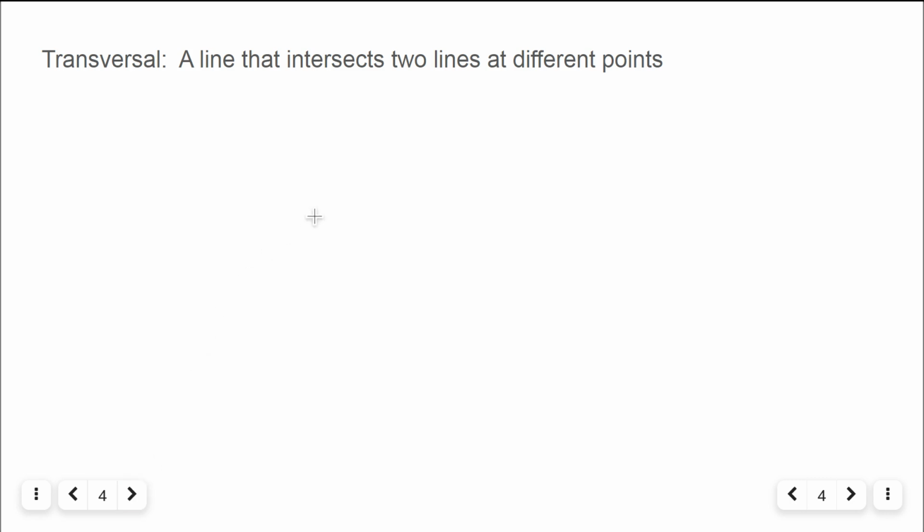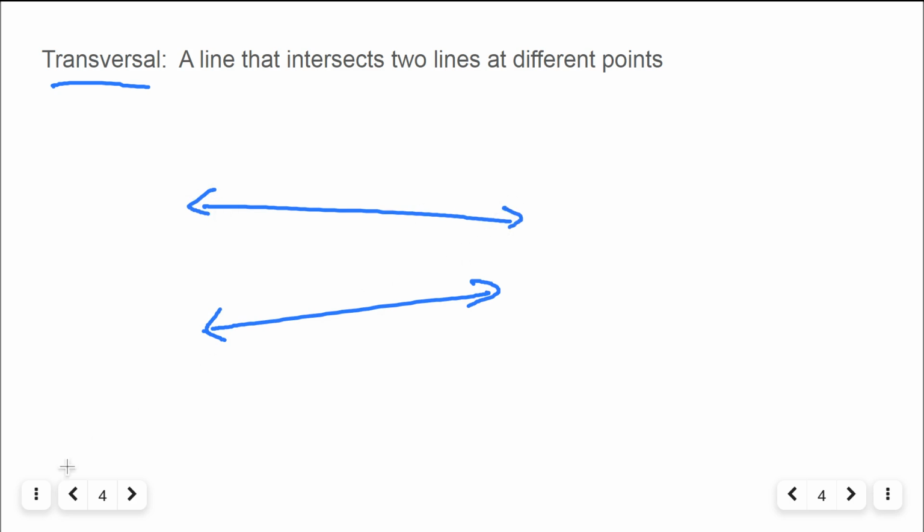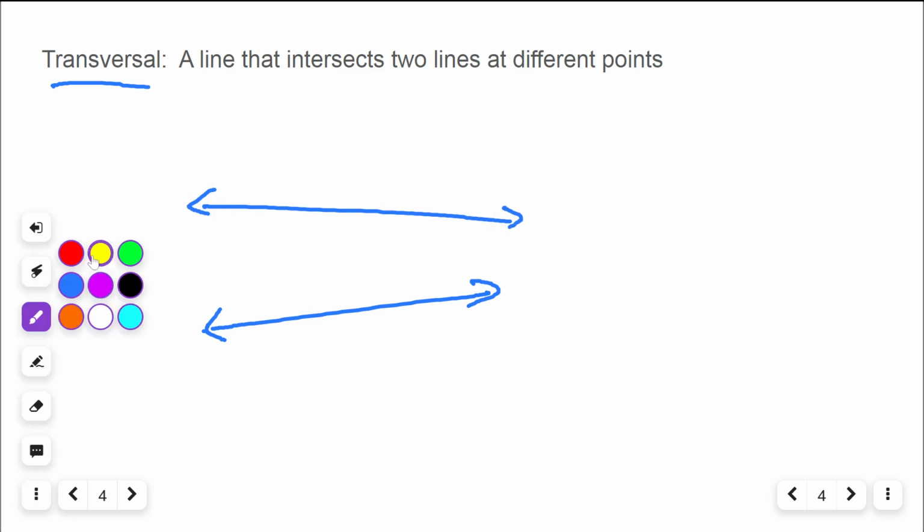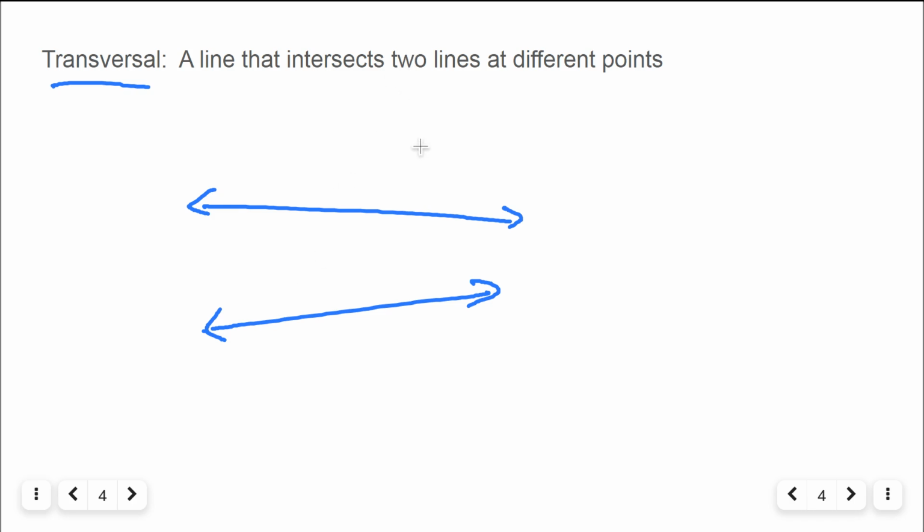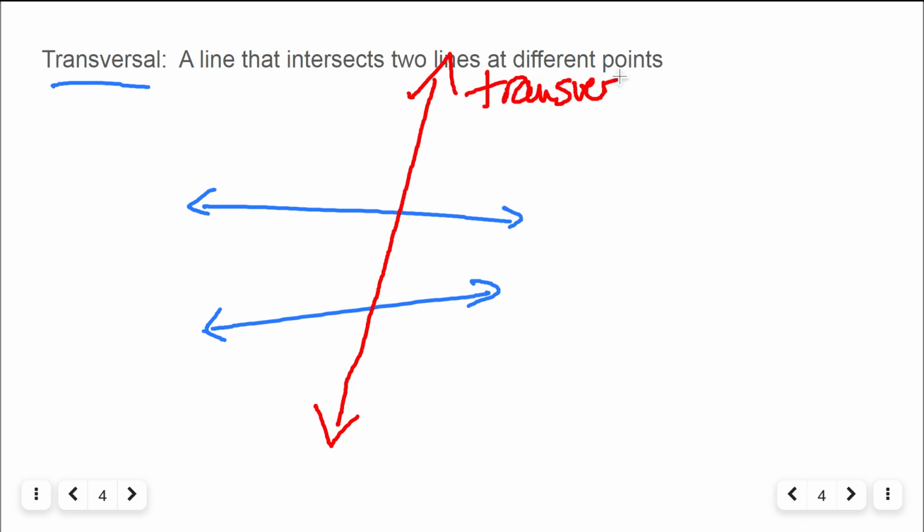Okay. All right, now, next definition, a transversal. A transversal is a line that intersects two lines at different points. So let's set it up. We're going to draw two lines. There's one. There's two. And now I'm going to draw a transversal. The transversal is going to pass through these two lines. There it is. Okay. That's my transversal in red.